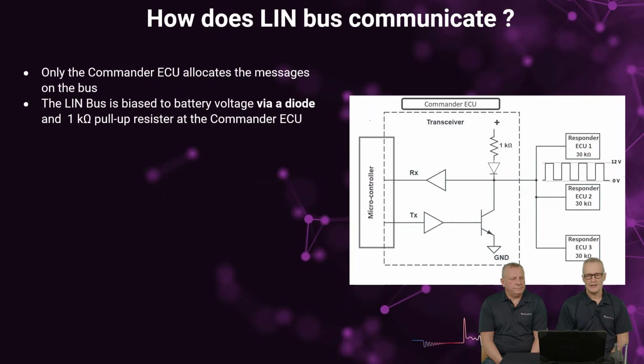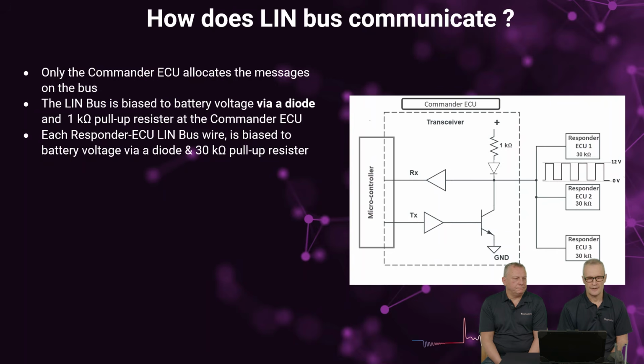The LIN Bus is biased to battery voltage via a diode and a 1 kilo ohm pull-up resistor at the commander ECU. So this is the transceiver for the commander. We'll see there that we have our plus voltage, which is 12 volts, through the pull-up resistor, through the diode, onto the bus. And then of course when the transistor switches and pulls that down to ground, we'll change the voltage from a recessive level at 12 volts down to 0 volts.